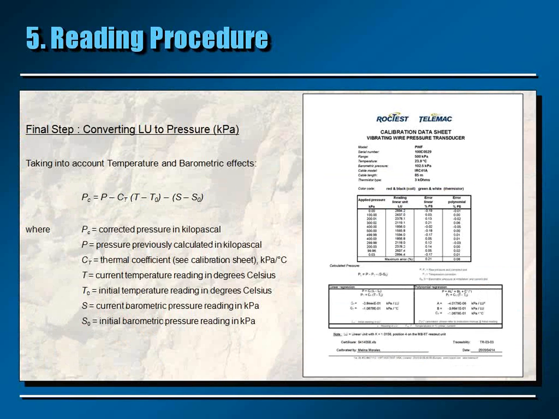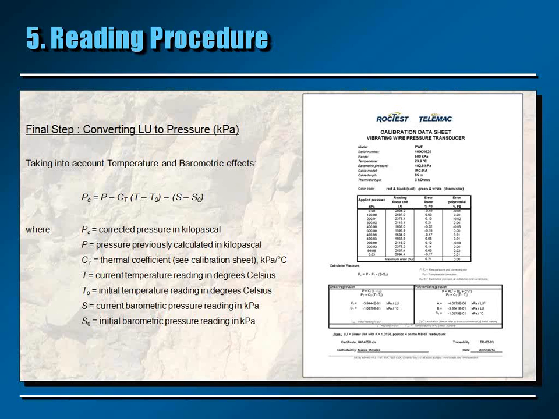Then these pressure values will need to be corrected for the temperature change, if any, and also for the barometric changes. This will be done using the CT, which is the thermal coefficient factor that is given on the calibration data sheet, and also by measuring each time you take a pressure measure from a piezometer, you have to take a barometric reading too.